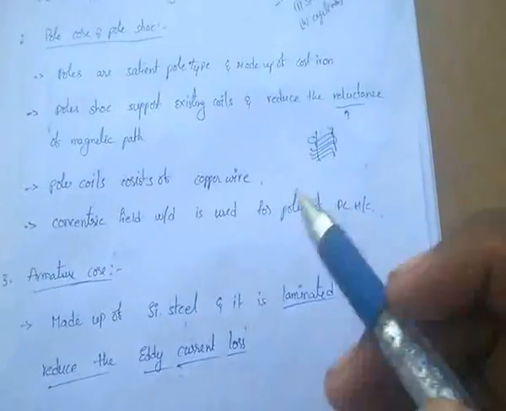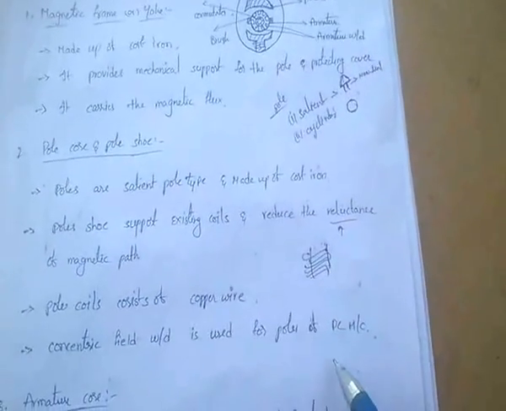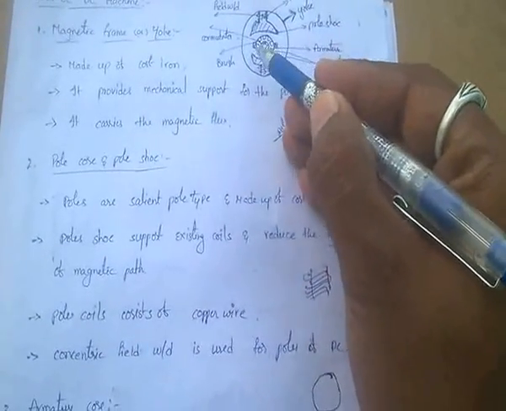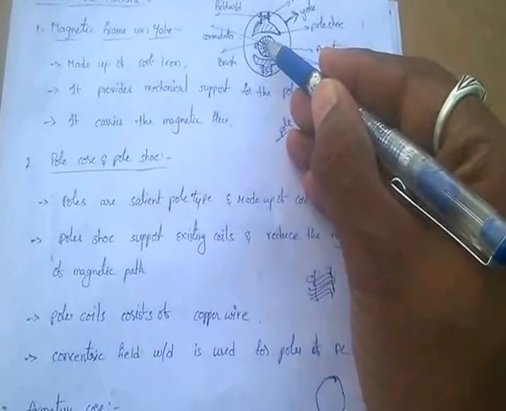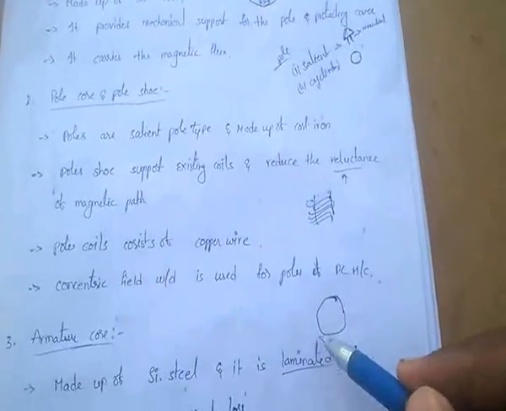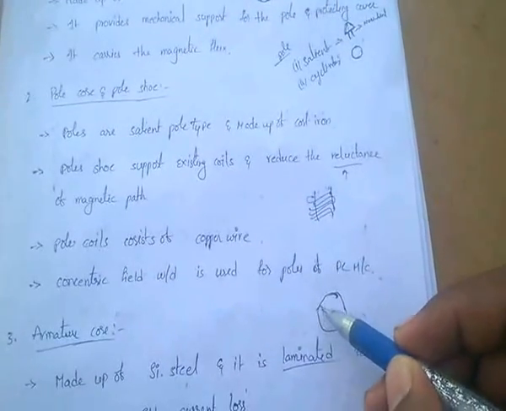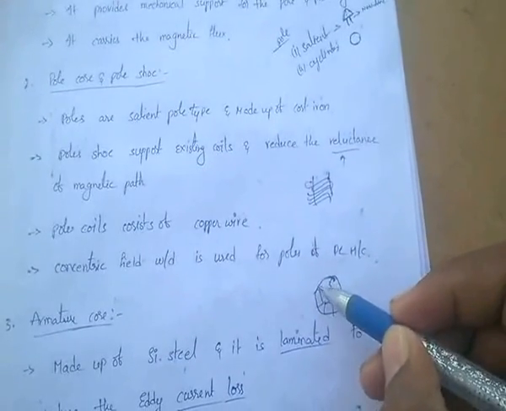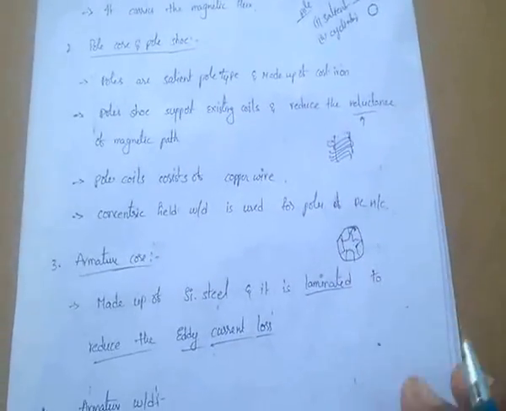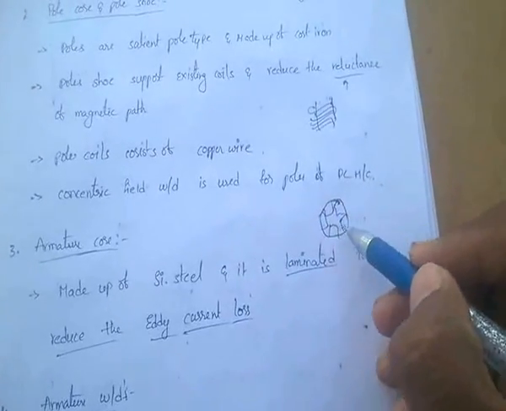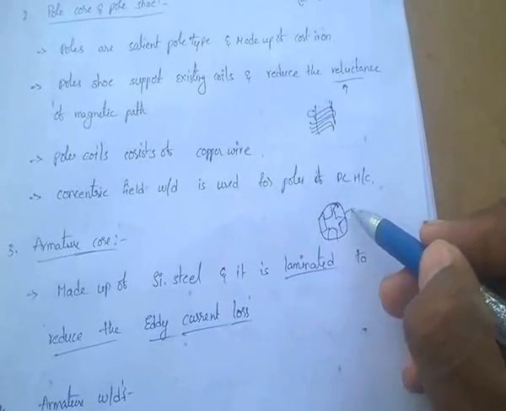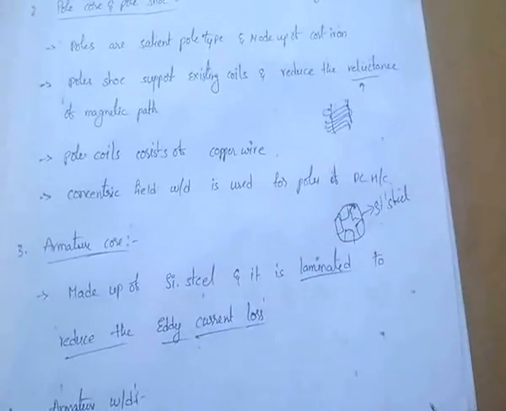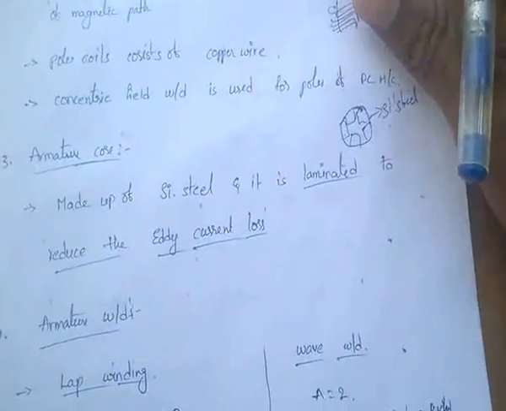Next, armature core. The rotating part is called the armature. This is the armature core, and these are the armature windings. The armature core is made up of silicon steel, and it is laminated to reduce the eddy current losses.